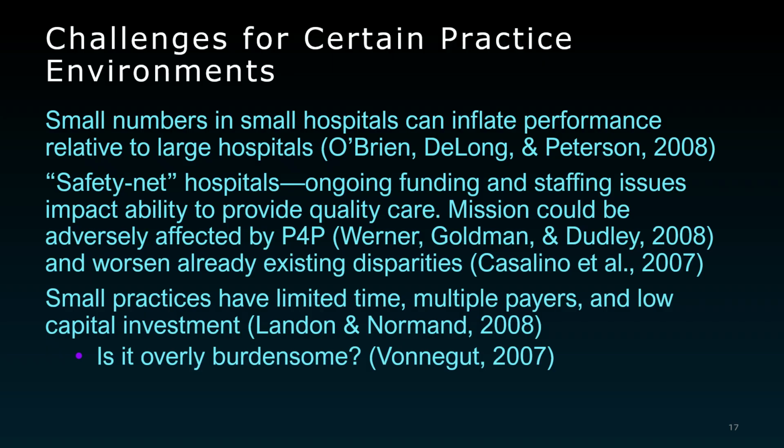Then there are safety net hospitals. These are institutions designed to serve patients who don't have other options. People without insurance, people with limited means, people who rely on the hospital as their last resort. But safety net hospitals often struggle with funding and staffing shortages. If you tie their reimbursements directly to pay for performance, you may end up punishing them for circumstances they can't fully control. Worse, it could worsen disparities in care by taking resources away from the very institutions built to close those gaps.